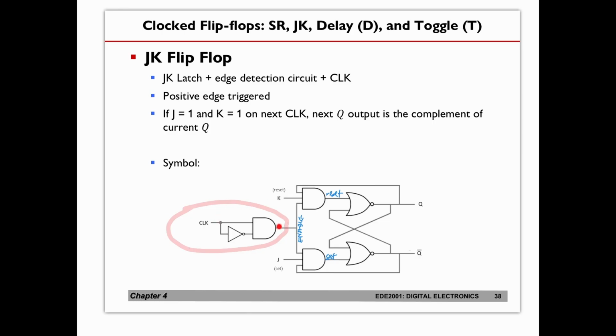So there will be a pulse, a momentary spike, which will enable the JK latch or the JK flip-flop when it goes high for that moment. When J equals 1 and K equals 1, the output will just switch. If it's a 1, it will become a 0. When it is a 0, it becomes a 1, and vice versa.